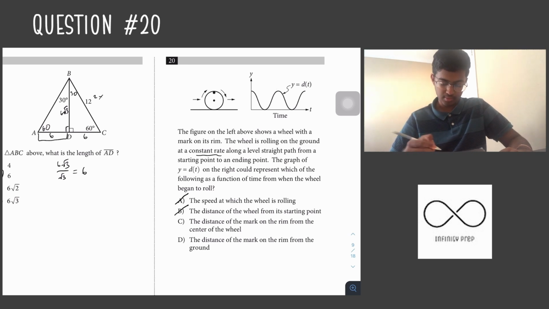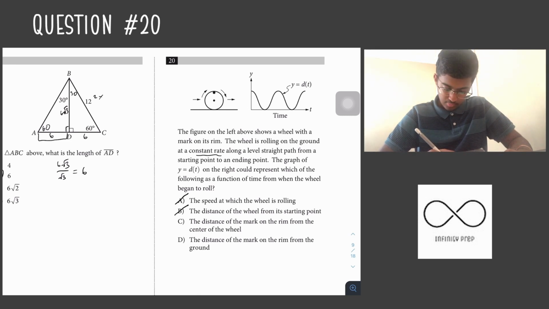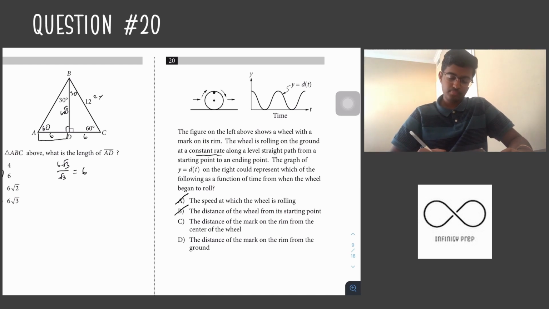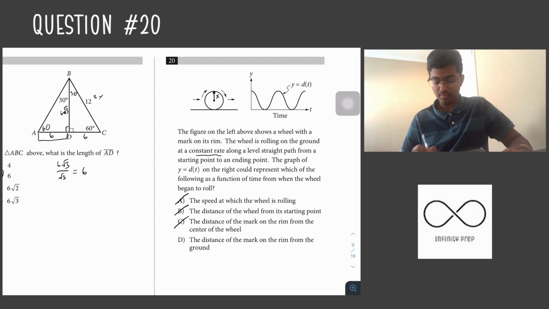So B is incorrect. The distance of the mark on the rim from the center of the wheel. The mark is right here, and the center is right here. The mark goes around like that, and the center stays in the center, it does not move. So the distance of it is always going to be x right there. So it should be a flat line, so this doesn't work. So C is incorrect.